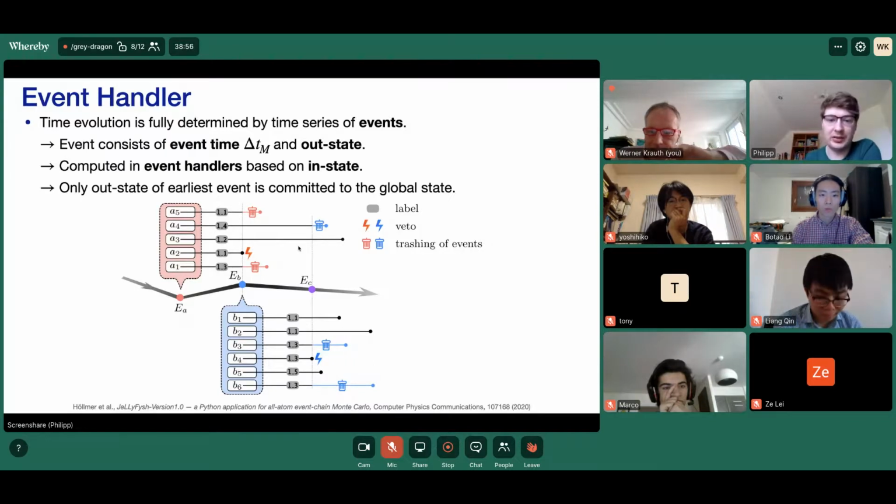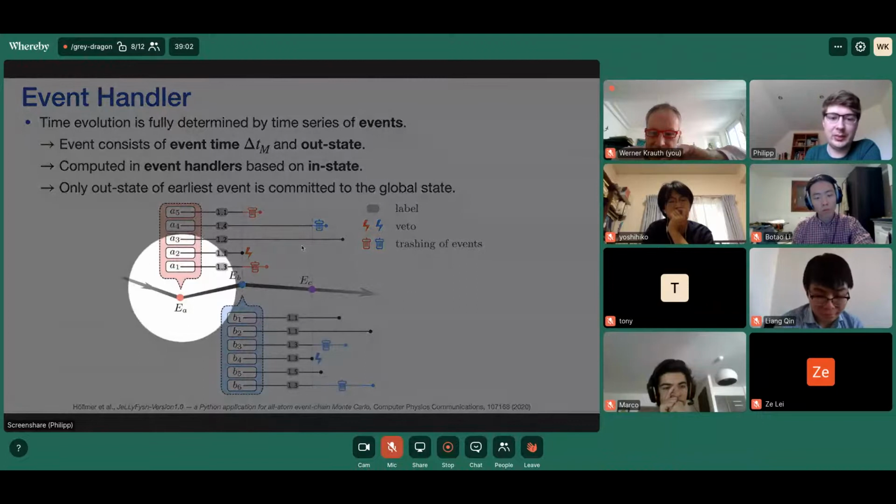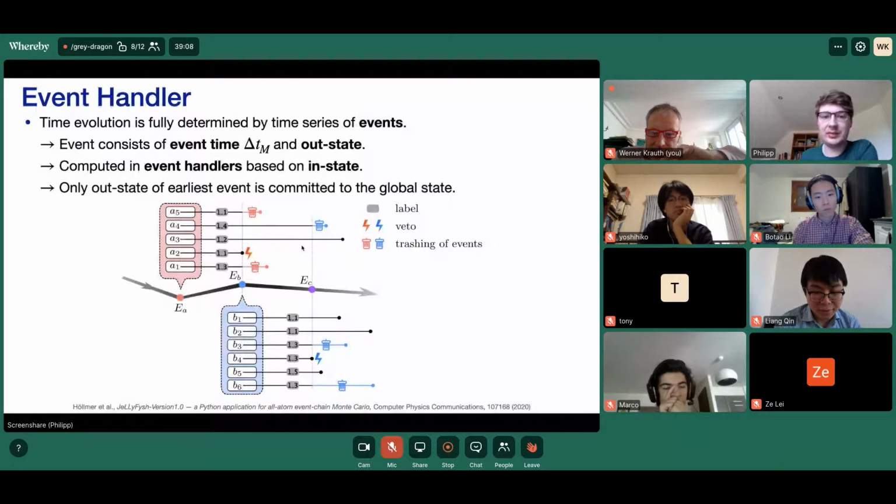And this is then shown in this beautiful sketch. So we start here with some trajectory. At some point, we have an event which changes our trajectory, and then we have another event at B. At each event, we have to compute new candidate event times and trash old ones, because they are not valid anymore, because we just changed the active particle, so to say.